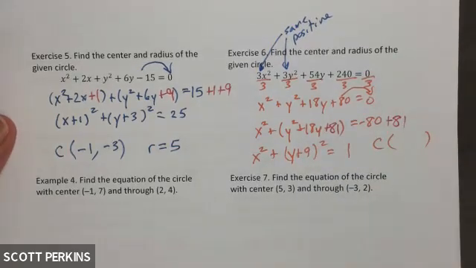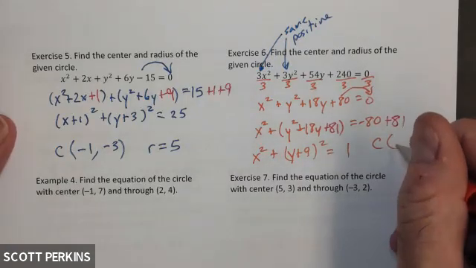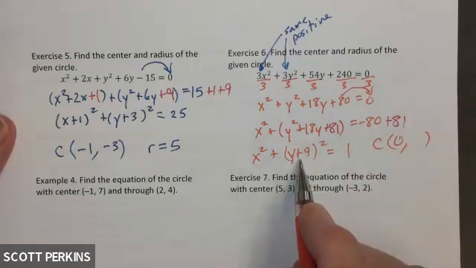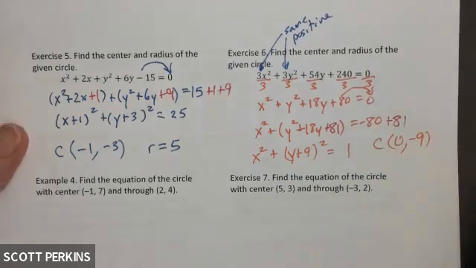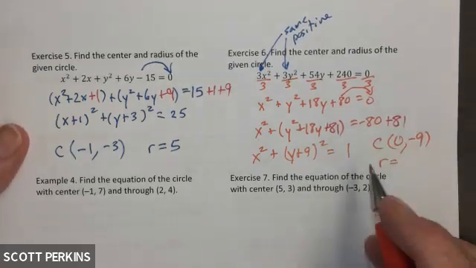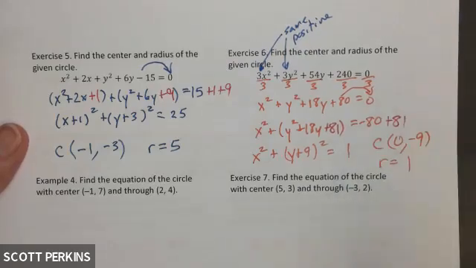What's the x-coordinate of the center of this problem? 0 is the x-coordinate, and then not 9. Since this is a plus 9, the y-coordinate's going to be negative 9. And then the radius is the square root of this value, which is 1.